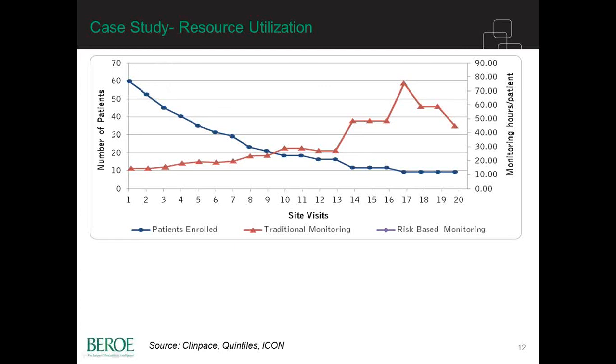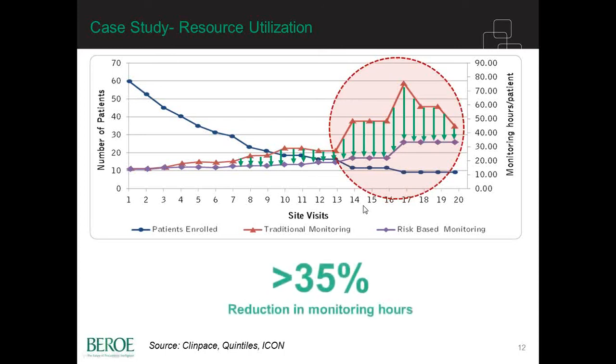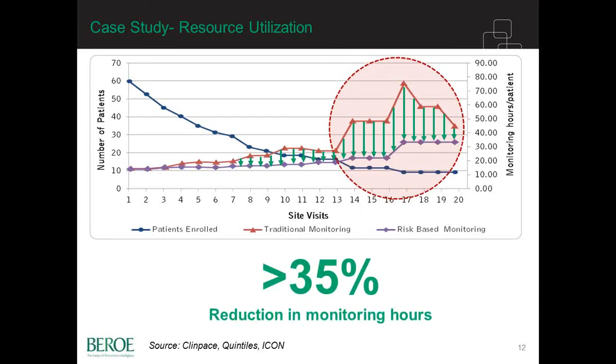But what is interesting to observe is that once we implement risk-based monitoring, it has reduced significantly. And the reduction could be more than 35% of monitoring hours spent per patient. And this difference was only due to better utilization of resources, use of technology, analyzing risk in time, and the proactive approach towards the trial.